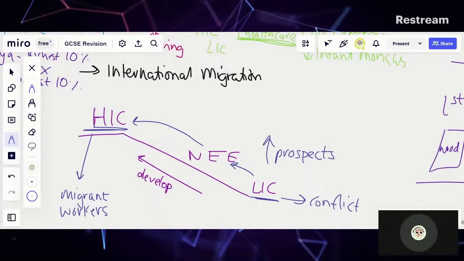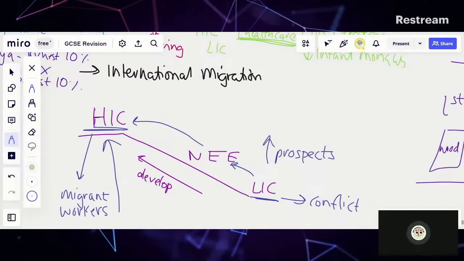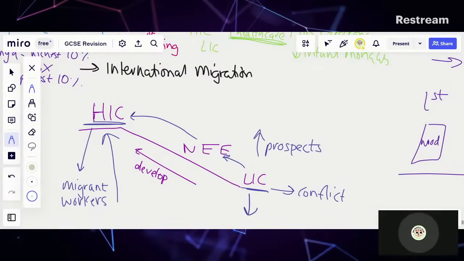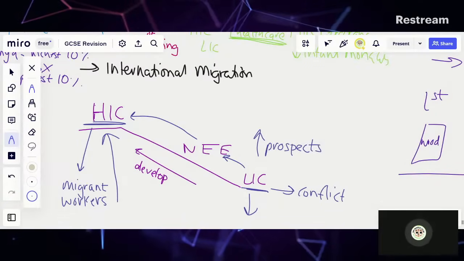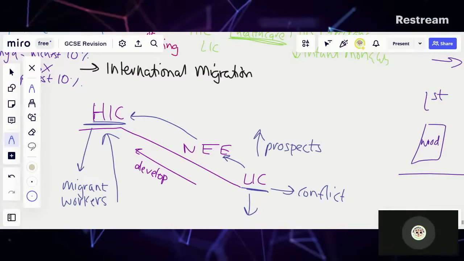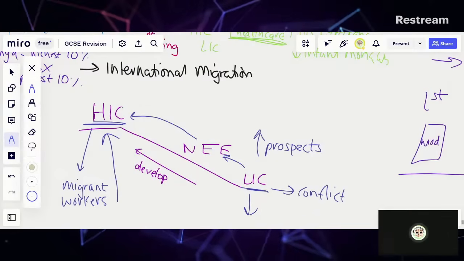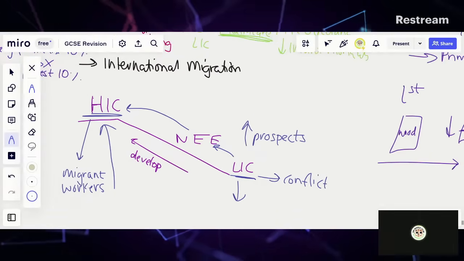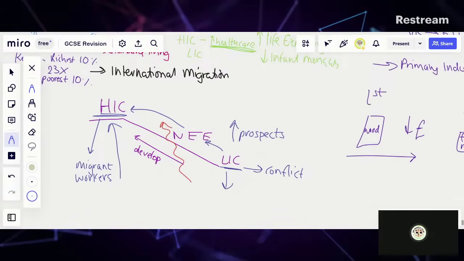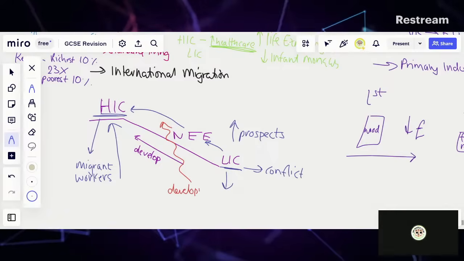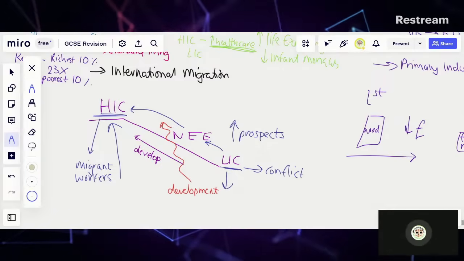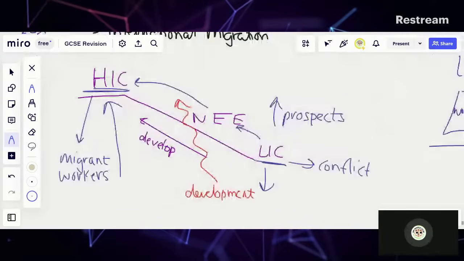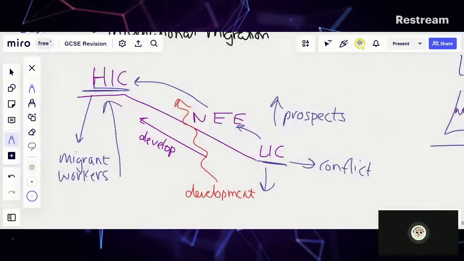But because of the migrant workers contributing a lot to the high income country, this then means that the low income country has a lower economy. Because if the higher income country is getting richer because of the migrant workers, the lower income country is only losing out, and this gap between the development is only increasing and widening. That's why some people have to send money back to their homes and back to their original countries so that they try to reduce this development gap.